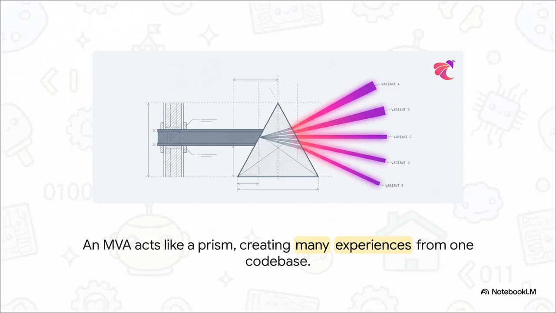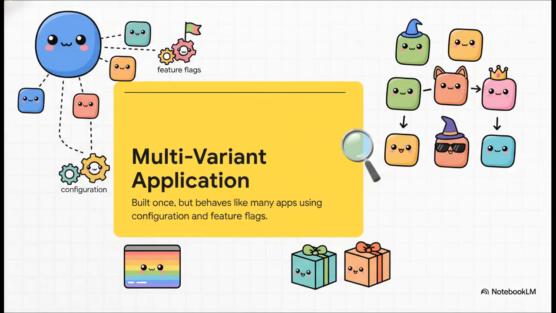This gives us the perfect analogy for the solution. It's a prism. I want you to think of your core software as a single, pure beam of light. A multivariant application, or an MVA, acts just like this prism. It takes that one stable code base and refracts it into a whole spectrum of unique products and experiences. So what is an MVA, really? Well, it's an architecture where you build the application just one time, but it can act like many different apps. And the secret sauce is separating that stable core code from all the variations. You handle all those changes using external instructions, things like configuration files and simple on-off switches we call feature flags.